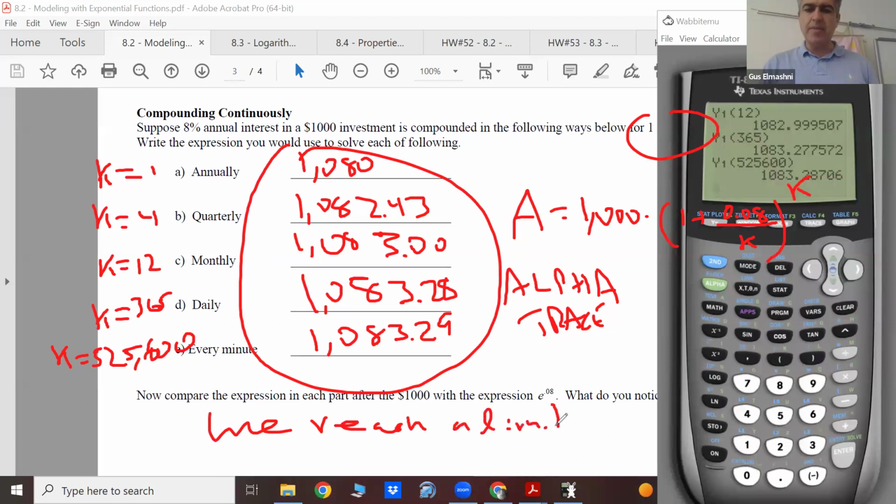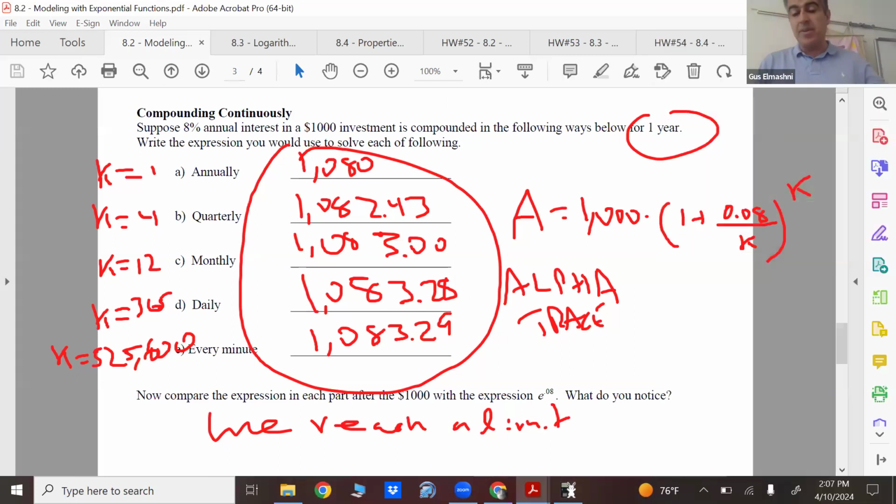And how do I reach that limit? This is something you guys have seen before. I think we did in algebra 2. I don't remember, but it's a number e. Are you guys familiar with the number e? Yeah, so the number e is roughly 2.718. And where does it come from? It comes from this.